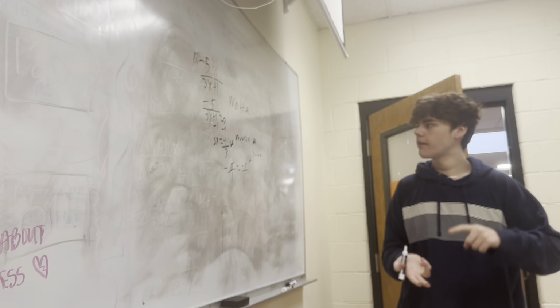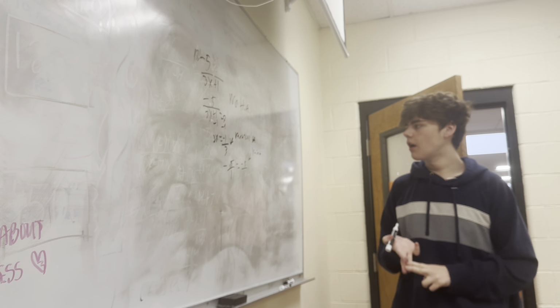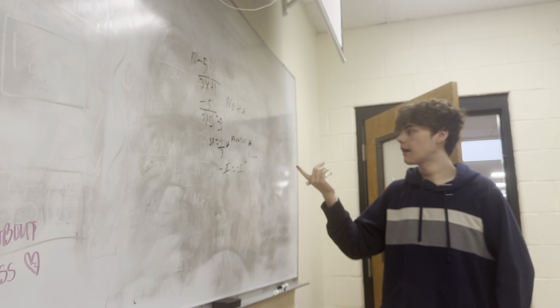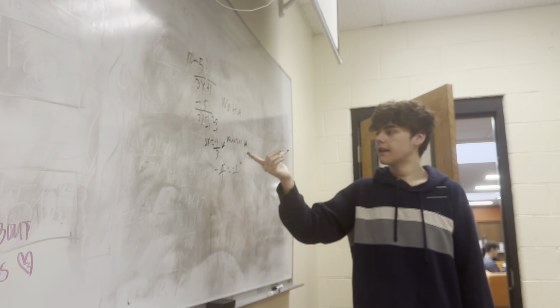So recap, no horizontal asymptote. There are no holes in the graph. There is one vertical asymptote, negative 1 over 3, and y-intercept, which is just negative 5. And that is it for today.